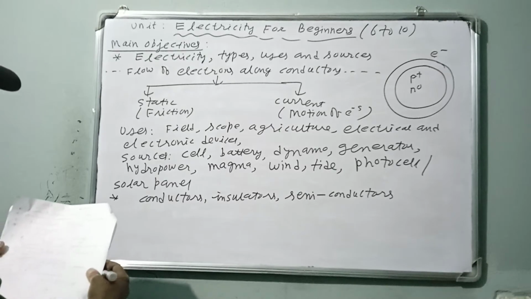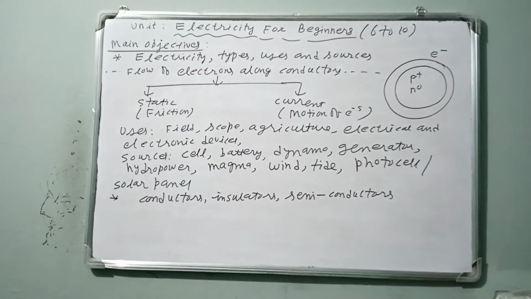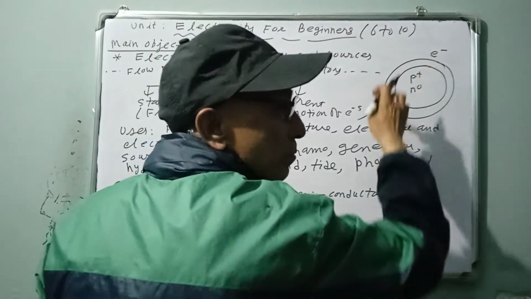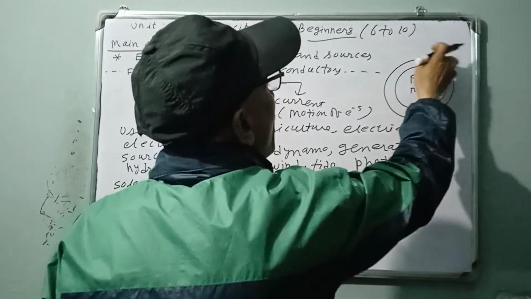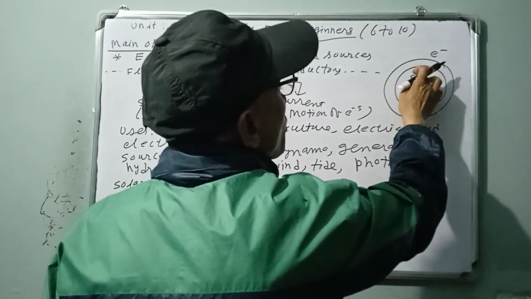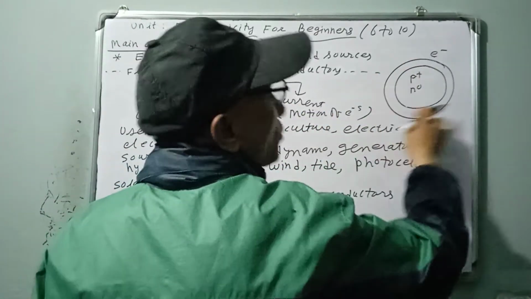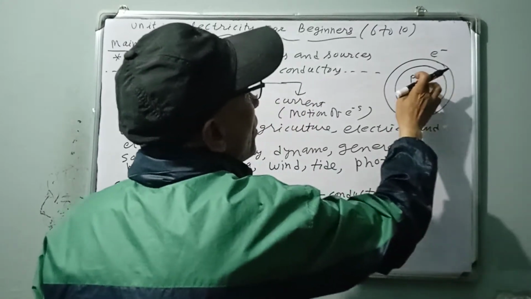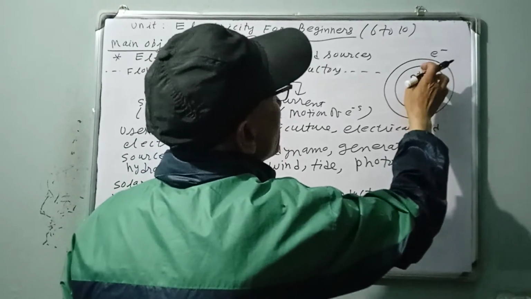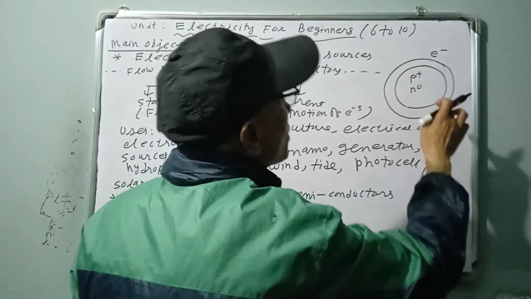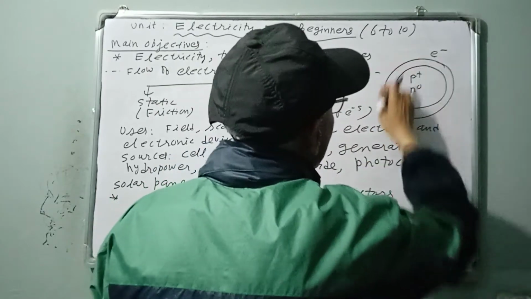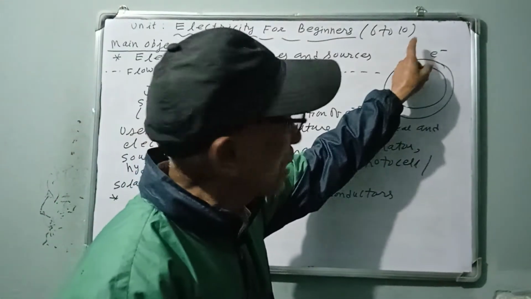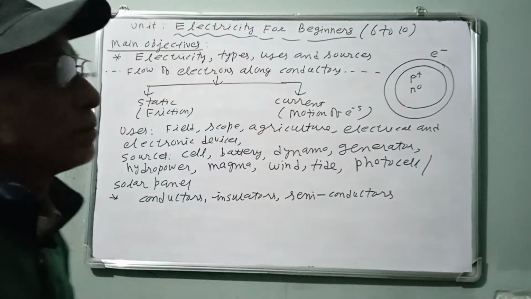Another is atomic structure. The atomic model has two parts: the inner part, the nucleus, where proton and neutron are found, and the outer part called shell or orbits, where electrons are found revolving. That is, the nucleus is the inner part where protons and neutrons sit, and the outer part is the shell or orbit where electrons keep revolving. When these negatively charged particles, the electrons, flow, we call it electricity.